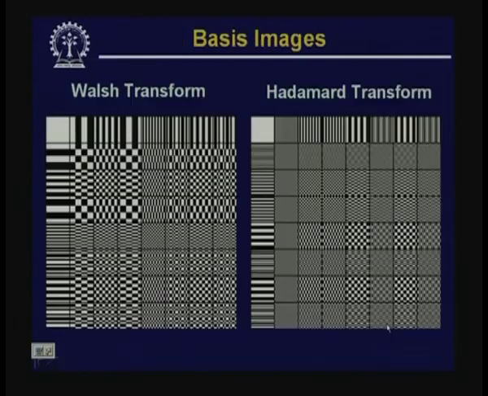So, here you find that a row of this represents the index k and the column indicates the index L. So, again we have 64 images. Each of these 64 images is of size 8 by 8 pixels. Similarly, we have the basis images for other transformations like Walsh transform, Hadamard transform, and so on.